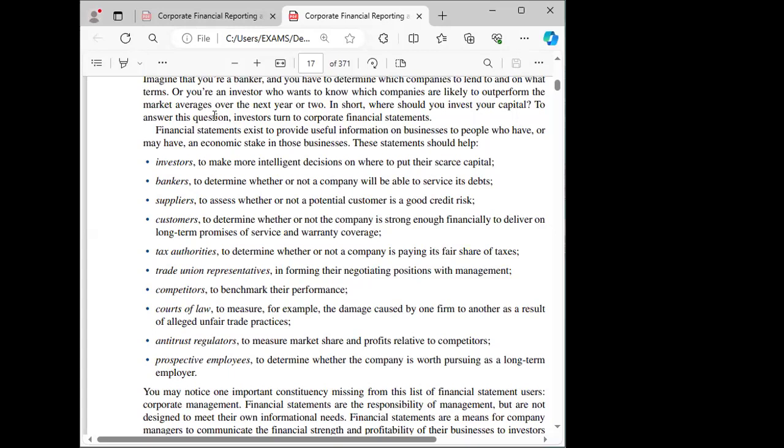What we are looking at is that financial statements provide useful information on companies to people who have got some interest in those companies. So financial statements help people in different ways, stakeholders in different ways. It could be investors, it could be bankers, it could be suppliers, it could be customers, it could be MRA, it could be trade unions, it could be your competitors, it could be courts, it could be regulators, it could be prospective employees. Each one of those has a section they can look at that will satisfy their needs.